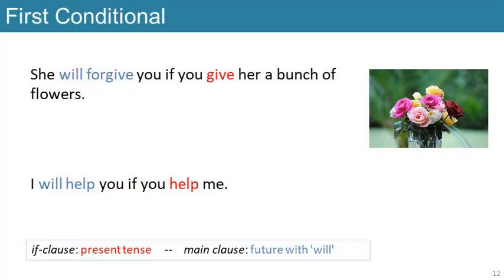The first conditional is also used to express a condition. For example, she will forgive you if you give her a bunch of flowers, and I will help you if you help me. Note that it is not always easy to distinguish between conditions and predictions, so just know that the first conditional is used in both cases.